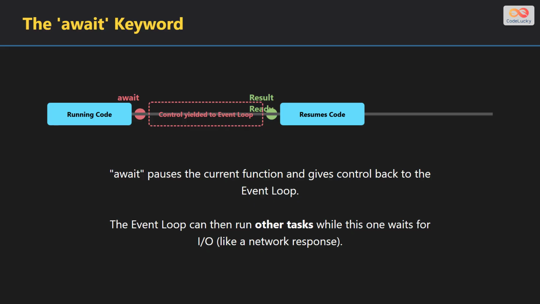Inside a coroutine, we use the await keyword. This is the magic switch. When Python sees await, it pauses the current function and hands control back to the event loop. It says, I am going to wait for this result, go do something else in the meantime. Once the result is ready, the event loop wakes this function up and resumes right where it left off.